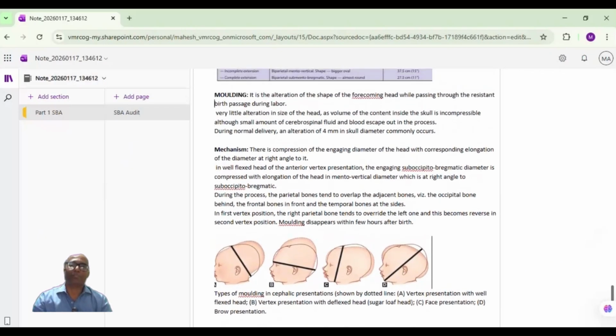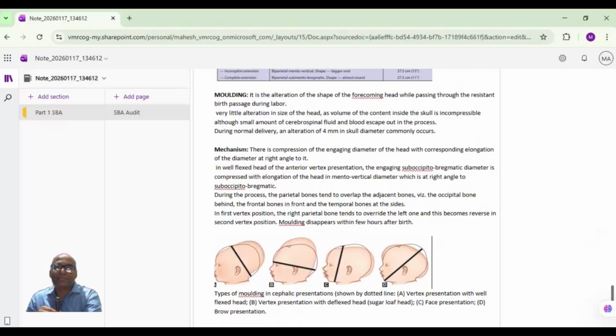After molding, we'll stop. Okay. So it is the alteration of the shape of the forecoming head while passing through the resistant birth passage during the labor. Very little alteration of the size of the head, as volume of the content inside the skull is incompressible, although small amount of CSF and blood escape out in the process. During normal delivery, an alteration of 4 millimeter in the skull diameter commonly happens. So less than 5 millimeter molding is normal.